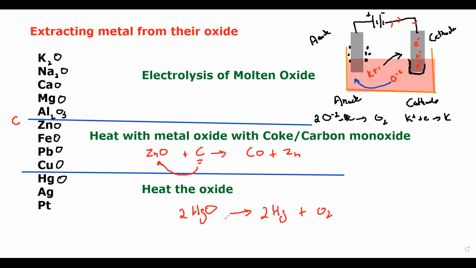But now we'll discuss in detail. In your course outline, you have to learn in detail: number one, extraction of aluminium, extraction of zinc, extraction of iron, extraction of lead, and extraction of copper. These are the ones which we'll discuss in detail. But this is the general trend, the general way to extract the metal from their oxides. Is it clear till this point? Anyone having a doubt or a question?